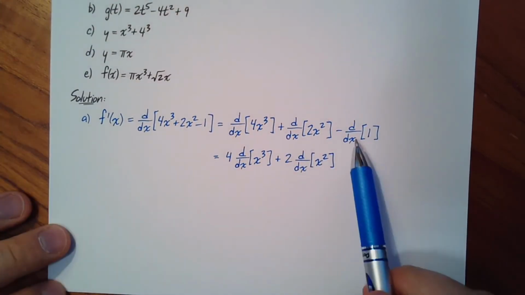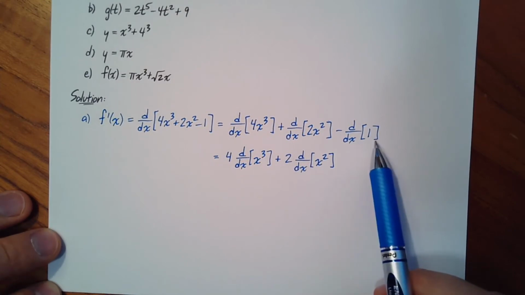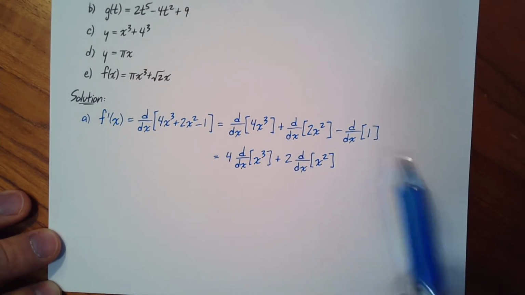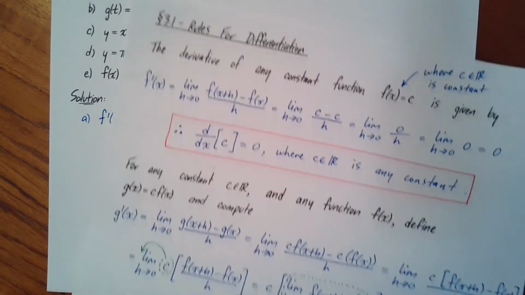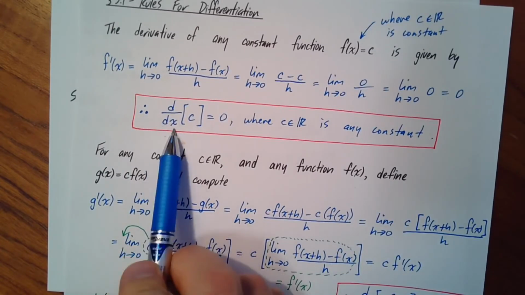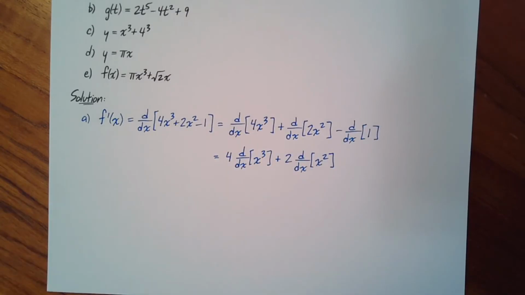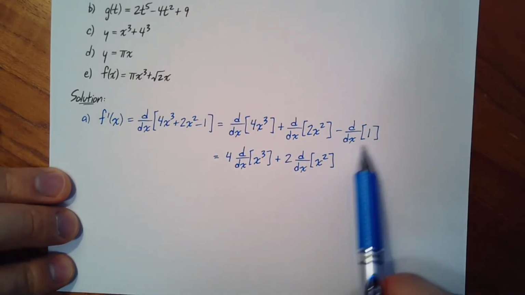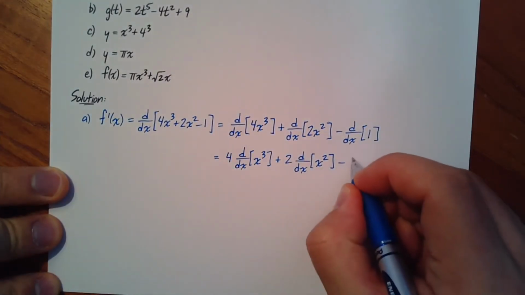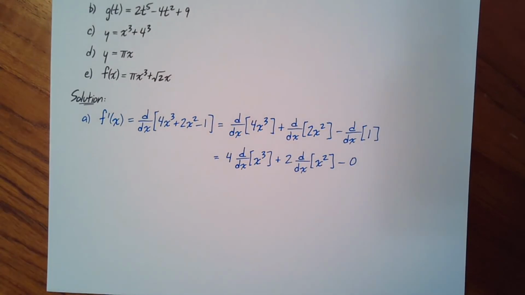And then what about this? The derivative with respect to x of 1, which is a constant. This is a constant function. So actually, our very first rule is going to kick in, right? If you have the derivative with respect to x of any constant, you just get 0. So we can apply that here. This is just going to be 0, so let's stop writing it. This is just minus 0. Okay, which doesn't do anything.